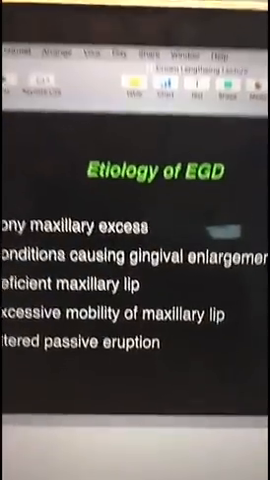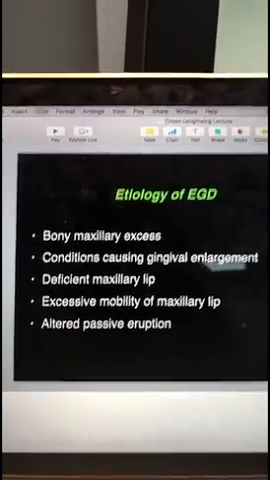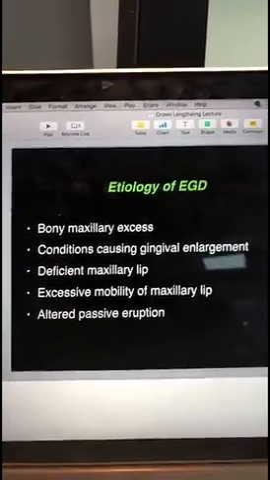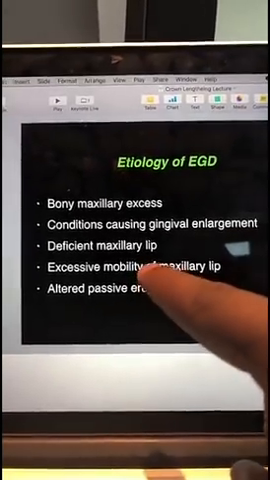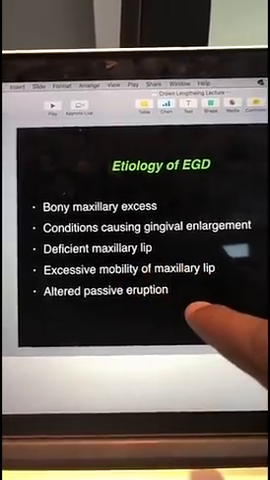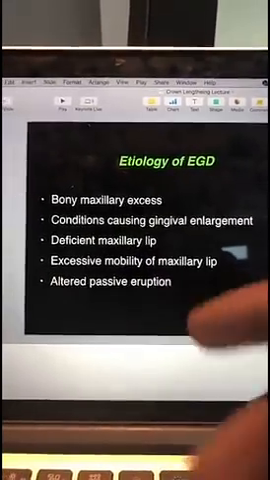So what is the etiology behind excessive gingival display? Why does this happen? One of them, we discussed this earlier, is altered or delayed passive eruption. Another reason is vertical maxillary excess. The patient has excessive growth of the maxilla. Conditions that cause gingival enlargement, this is probably rare. A deficient or short maxillary lip, excessive mobility of the maxillary lip, and last but not least, altered passive eruption.